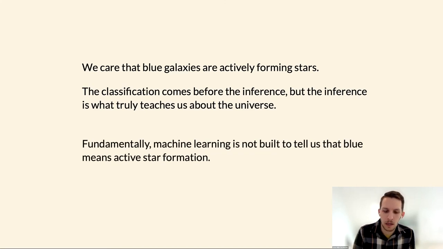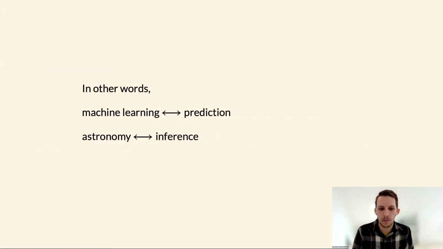And fundamentally, machine learning is not built to tell us that blue means this is a galaxy where there is active star formation. Again, people smarter than me are thinking about this, and there is progress being made, but inference is not something that we get out of machine learning at the moment, okay? So machine learning can provide us with predictions, okay? Our ultimate aim in astronomy is to develop inference, is to develop understanding for how the universe works.